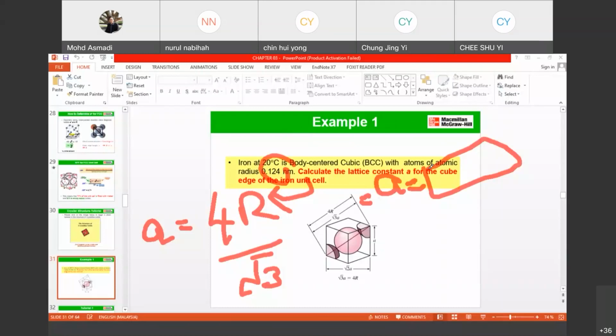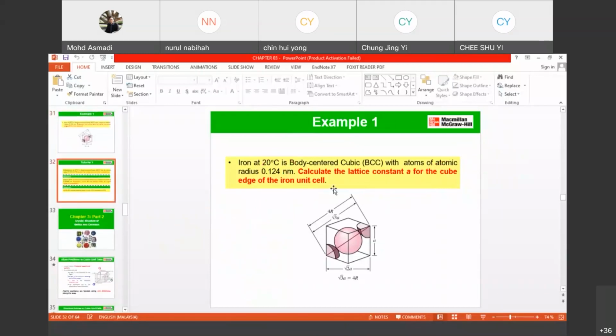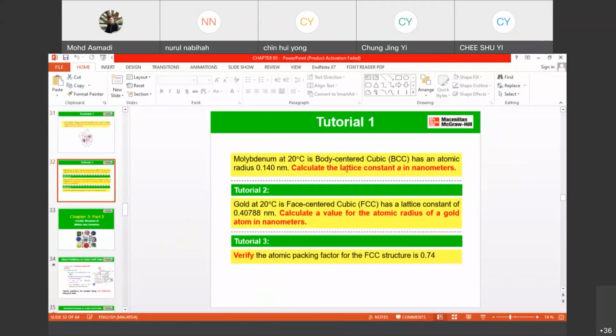Can you calculate? Give me the answer. 0.286. Okay, that's the answer. Okay, so can you do the tutorial one? Tutorial one: molybdenum at 20 degrees C, body-centered cubic, atomic radius is 0.14. Calculate the lattice constant. The same as the previous one. Please calculate.